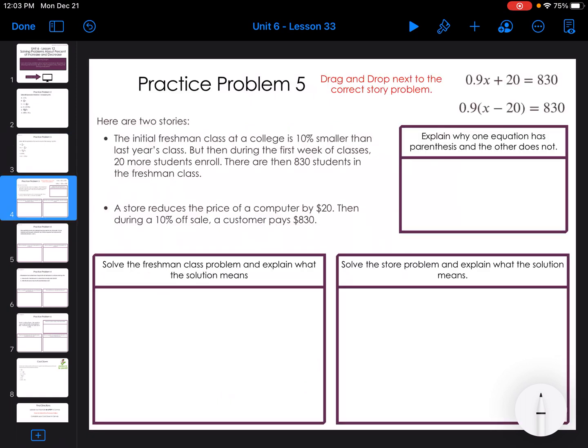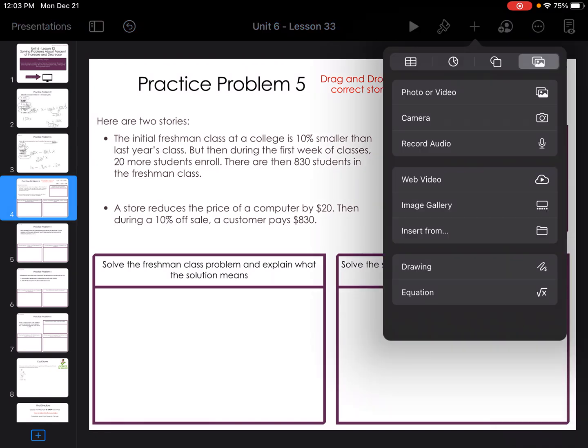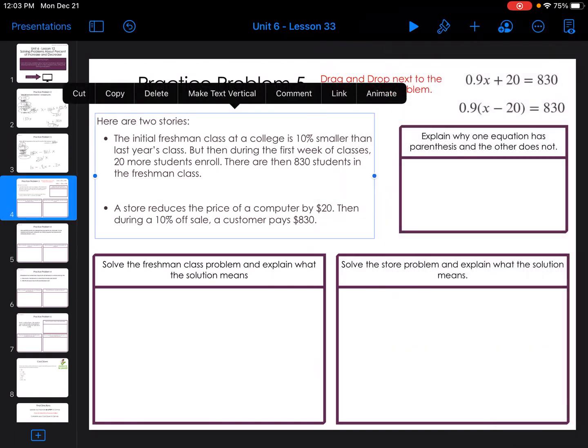All right, so now they want us to drag and drop the story or the equation next to the correct story problem. So I'm going to turn off my drawing tool. It says the initial freshman class at a college is 10% smaller than last year's class. But then during the first week of classes, 20 more students enroll. There are 830 students in the class.